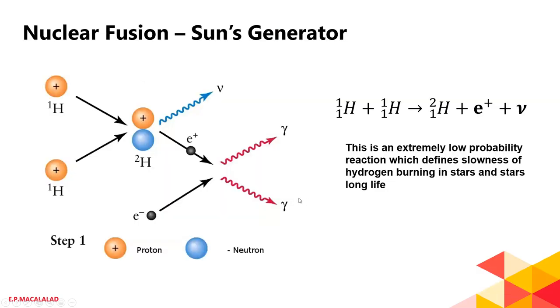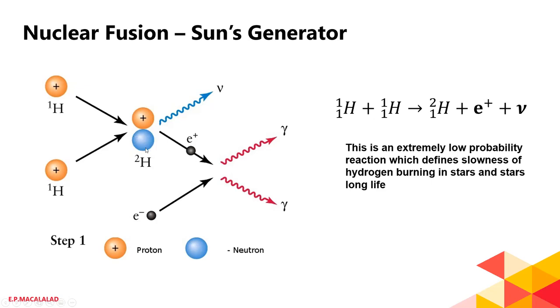But before that, let's have a brief review of nuclear fusion, which is the energy generator of the sun. The energy is generated through several steps. The first step is this: we have two hydrogen nuclei. They fuse through high energy, and it produces a deuterium, a neutrino, and a positron.